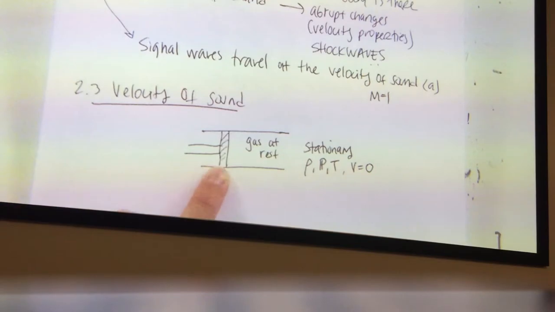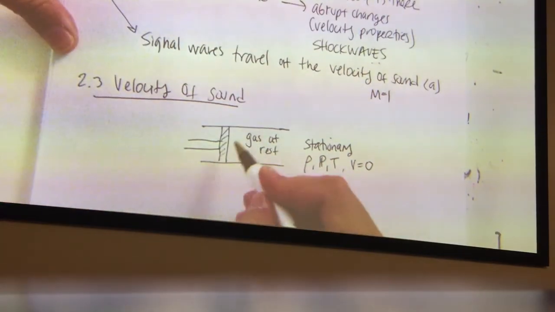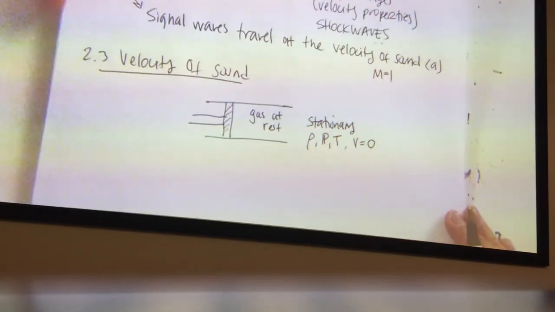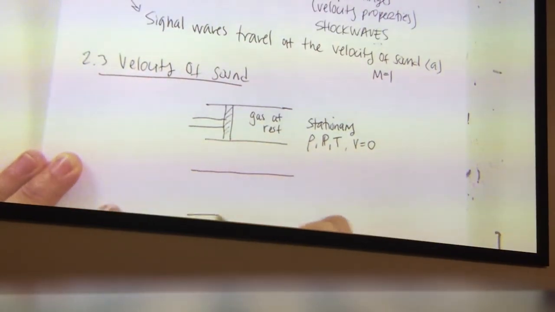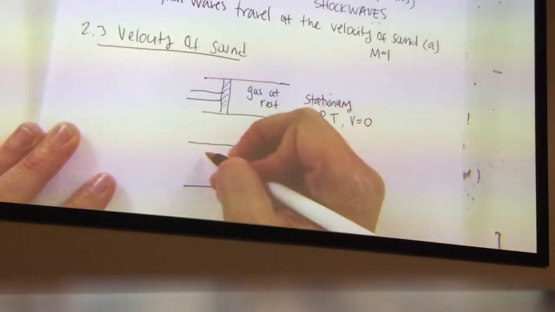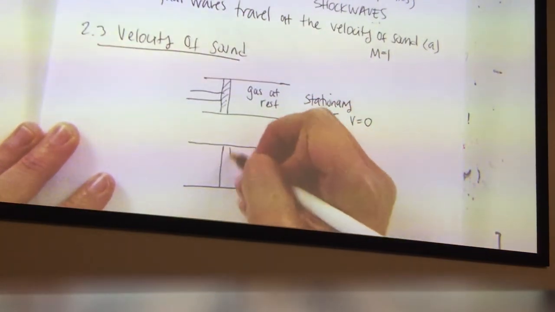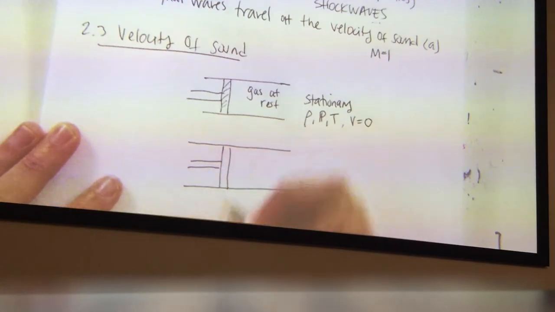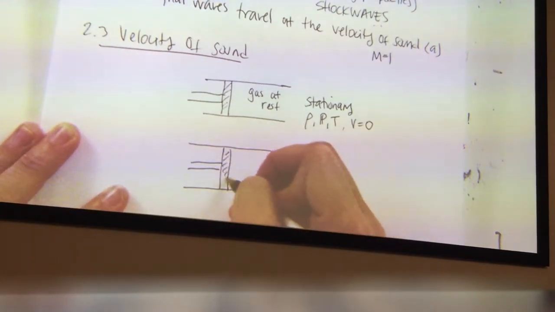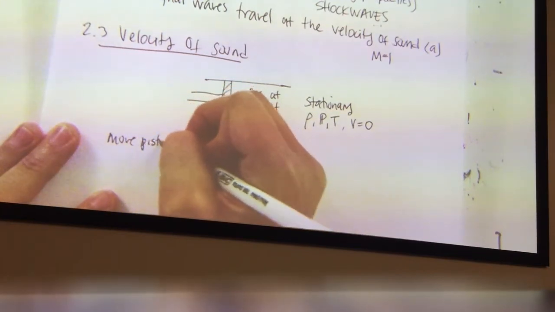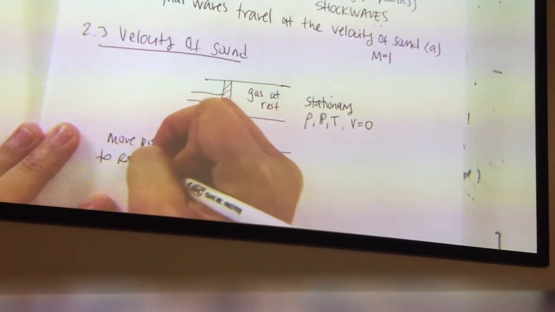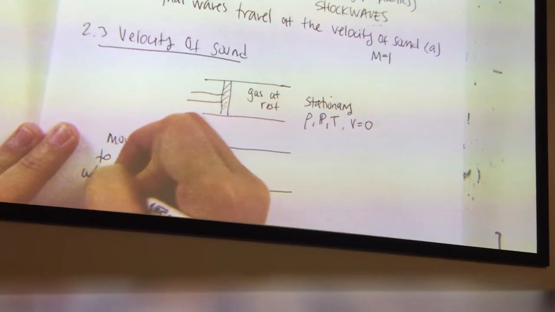Now we're going to take the piston and actually compress this gas. We're going to squish the gas. So let's rewrite that. Here we have the piston. Now we're going to move it to the right, in this direction: move the piston to the right with velocity.